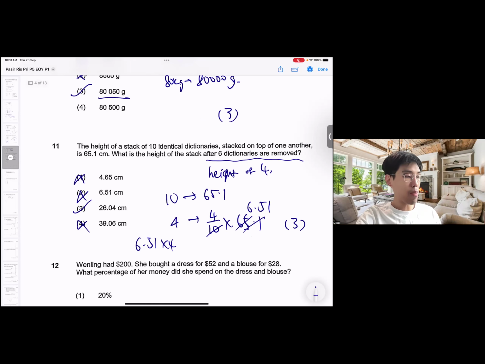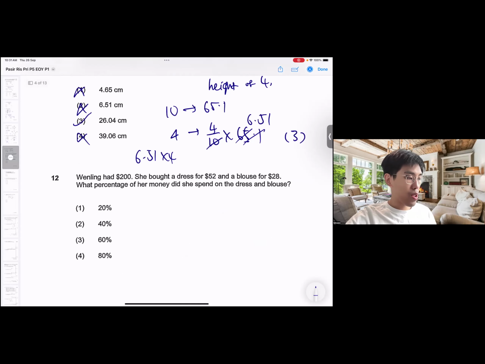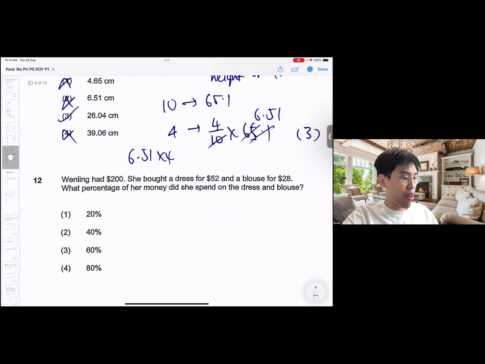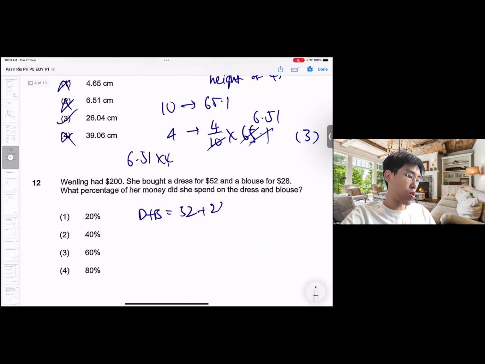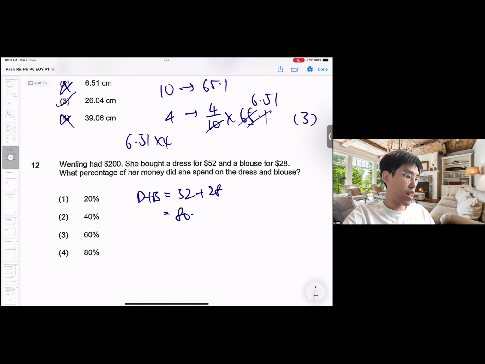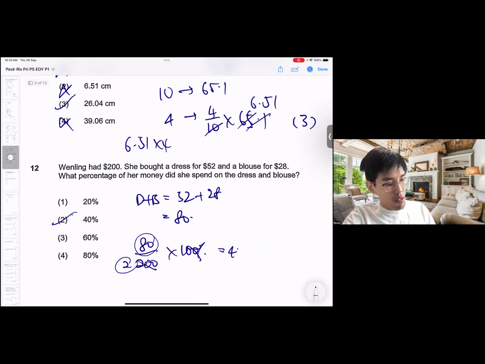Don't need. Okay, question 12. Wei Ling has $200. She paid $52 for a dress and $28 for a blouse. What percentage did she spend on the dress and blouse? Quite straightforward. We define what is the total first, which is 52 plus 28, which is 80. What percentage of the money did she spend? So it's 80 over 200 times 100%. So the answer is 40%, because this one I cancel out. So 80 divided by 2, 40%.